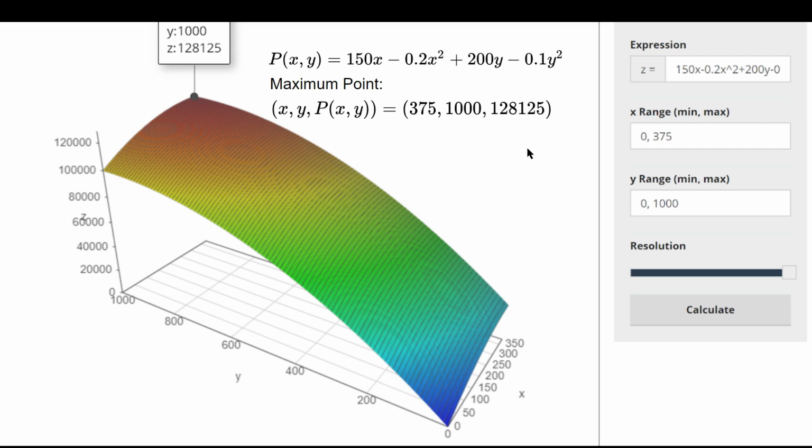This is the graph of P of x, y. The maximum value is shown here. When we compute and observe the partial derivatives on the next slide, this will make sense since this is the only critical point on the curve.